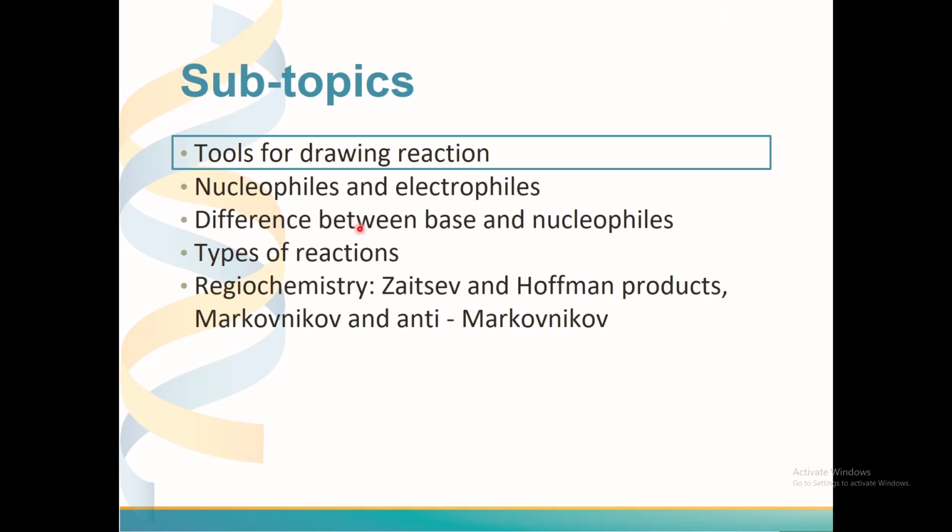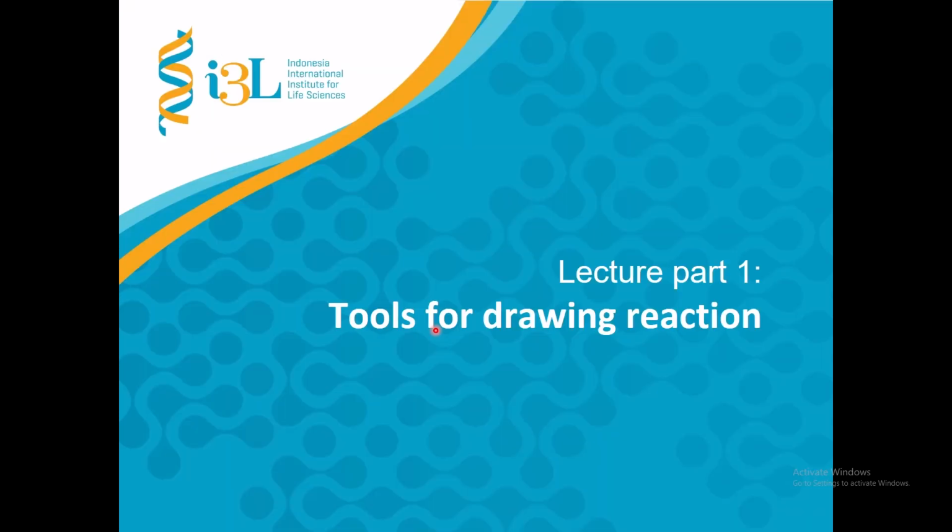There are 5 subtopics for the sessions. The first one will be tools for drawing reaction. Second, nucleophiles and electrophiles. Third, difference between base and nucleophiles. Fourth is types of reactions. And lastly, regiochemistry, Zaitsev and Hofmann products, as well as Markovnikov and anti-Markovnikov. So without further ado, let's start with our first subtopic, tools for drawing reaction.